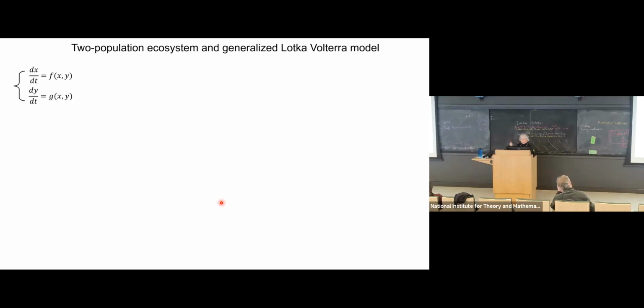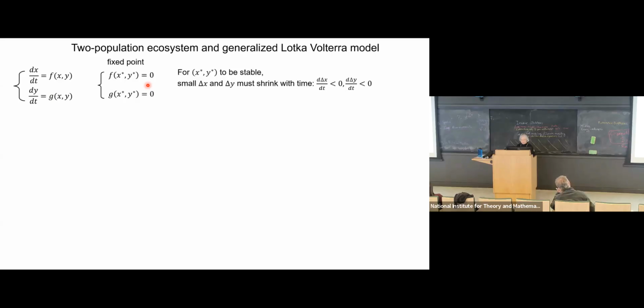So we want to look at the stability of, say, a two-dimensional, two-species community, right? So what you do is, suppose we have this fixed point, x star, y star, and we know that because they're fixed points, these have to be 0. So now we want to ask, if it's stable, then small perturbations delta x and delta y must shrink with time.